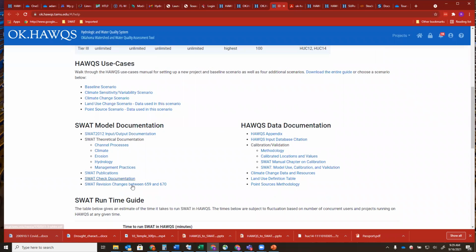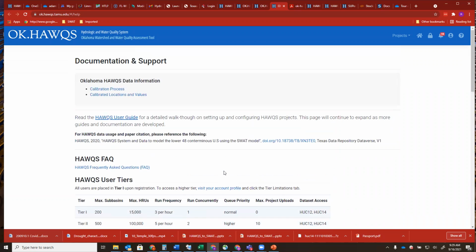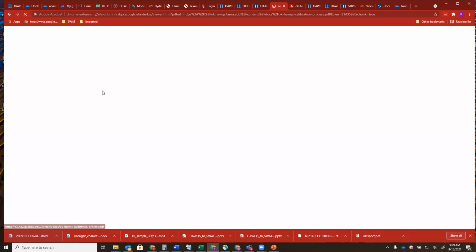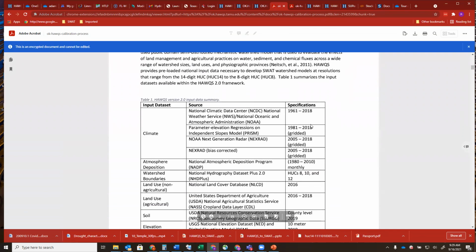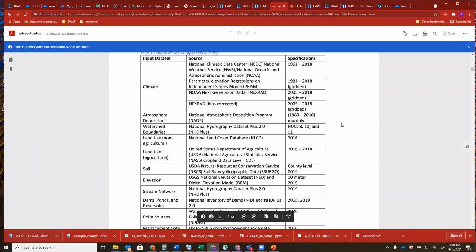And then the documentation from the HAWQS SWAT 2012 documentation, and some additional tables and additional data information for you. The most important thing for HAWQS Oklahoma is what did we do in terms of calibration? If you remember, Kevin mentioned about 40 plus sites were done in Oklahoma. So that is documented here. It's a preliminary document. It's not finalized yet, but at least that gives you an idea of what's been done. And so it shows you the list of data sets that's used in the HAWQS platform.